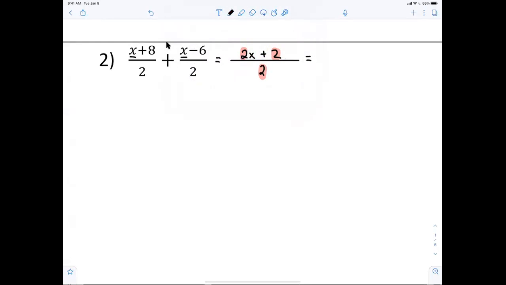So with that being said, 2x divided by 2 is 1x. 2 divided by 2 is 1. So 1x plus 1. Anybody have any issues with number 2? Max? You okay? Does that have to be every term? Yes, it has to be every term. Exactly correct. Every term has to be divisible.